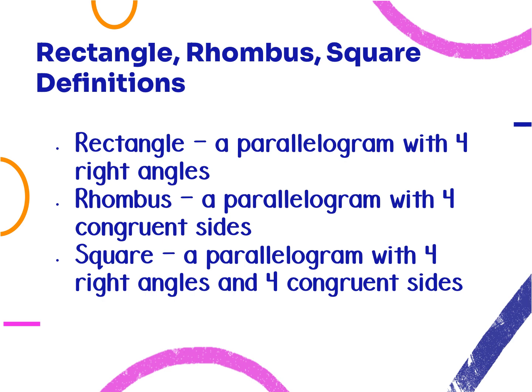Your rectangle is a parallelogram, so it has the same properties of a parallelogram, but it's with 4 right angles. All my angles are going to be congruent. They're going to be right. They're going to be 90 degrees.